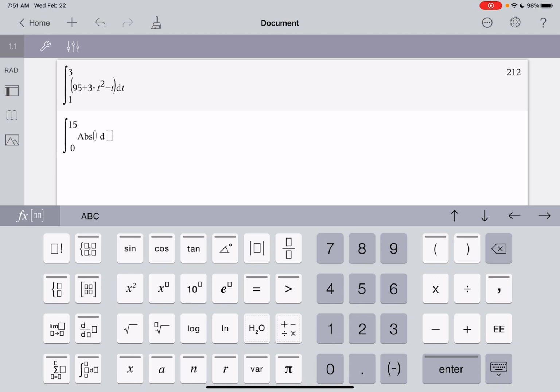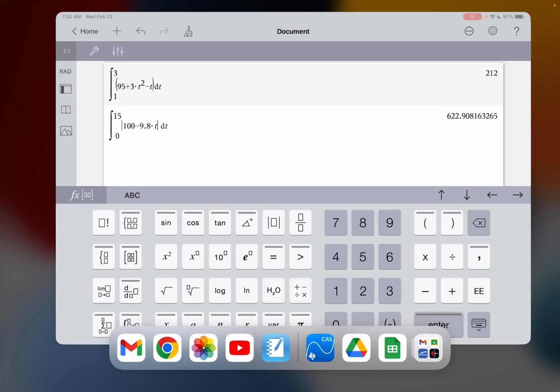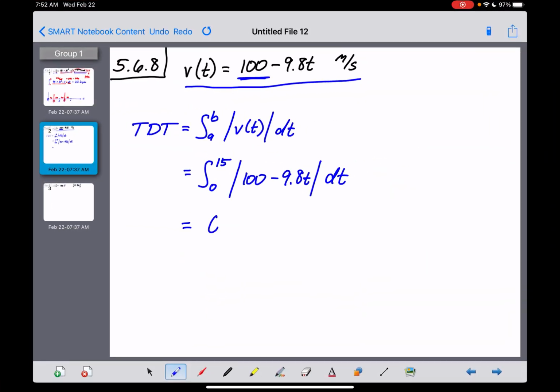So our velocity function was 100, and then a minus 9.8. We had a t coming right after that. Gotcha. And we're doing all that with respect to t. So I think we're going to find out quickly here if the calculator likes what I typed in or not. Let's go ahead and hit enter. Yeah, it converted my ABS into an absolute value sign, and this is the answer we were looking for, I believe. 622 point, we're always going to go to 3 places here, guys, 0.908.